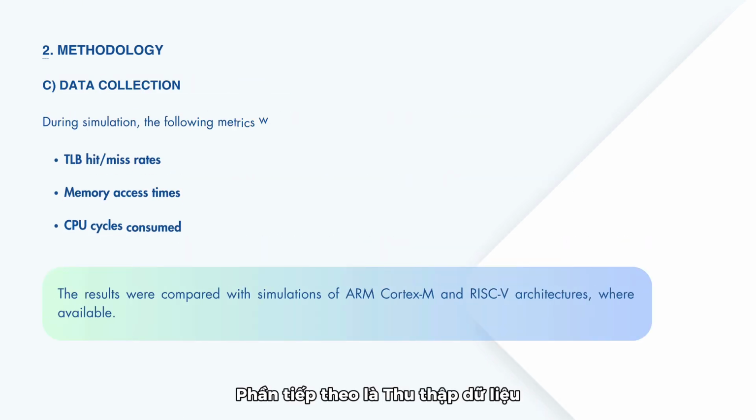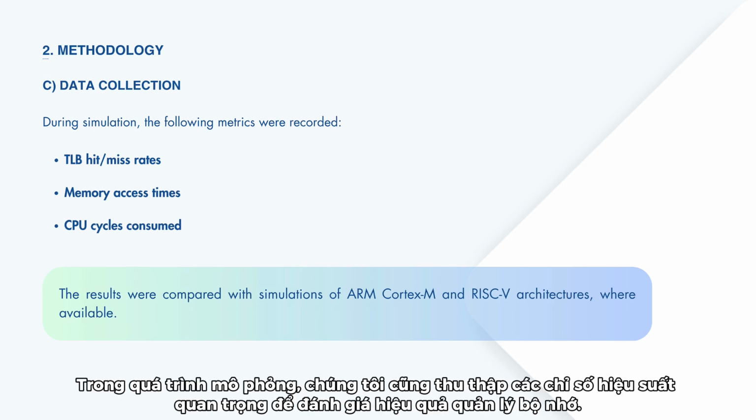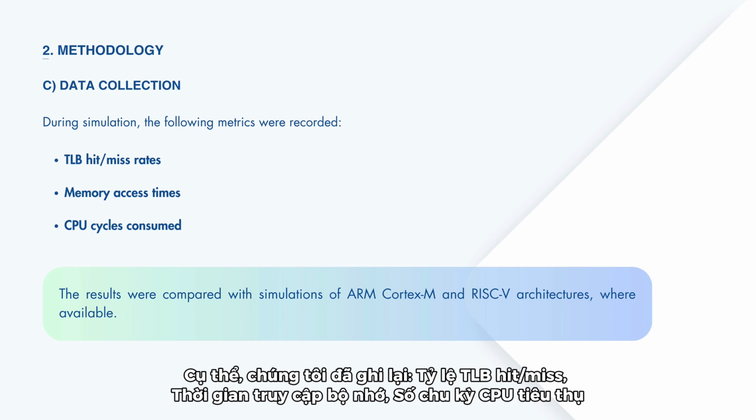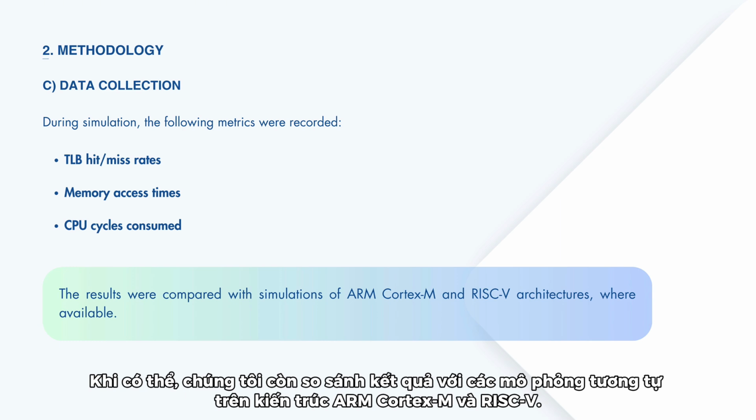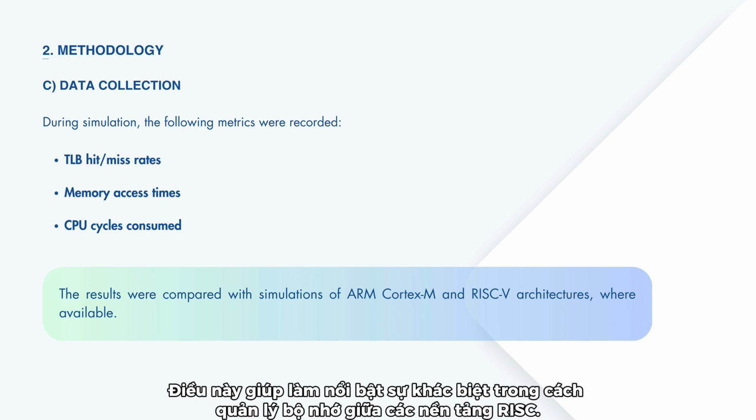The next part is data collection. During the simulation process, we also collected key performance metrics to evaluate memory management efficiency. Specifically, we recorded TLB hit and miss rates, memory access times, and the number of CPU cycles consumed. Where possible, we also compared the results with similar simulations on ARM Cortex-M and RISC-V architectures. This has highlighted the differences in memory handling across RISC platforms.